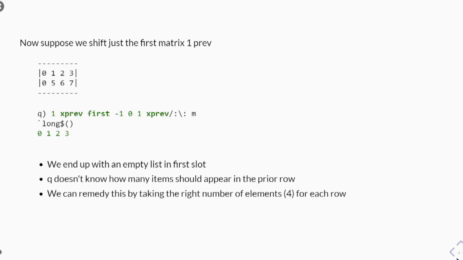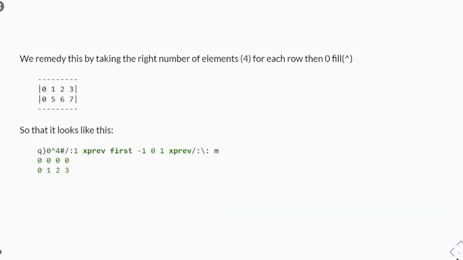Let's first shift the first matrix one previous. You'll see there's a bit of a bug: when you shift one row up, q doesn't know how many elements to put there, so it just gives you an empty list. That's what we're going to fix. We take 4 of the element we are grabbing, and that fills it in with zeros. You can think of it as having a nice matrix where the row above it is always full of zeros, and the row below is also full of zeros. So you can just plug that in.